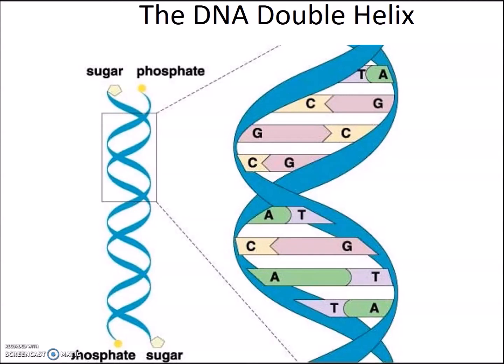If you were to zoom in on the connections between the two strands, you would see the nucleotide bases, the nitrogen bases, thymines and adenines, cytosines and guanines. They all pair together, A's with T's, C's with G's. And the specific order of those bases is the genetic information encoded in DNA.